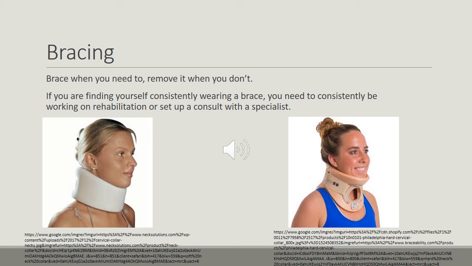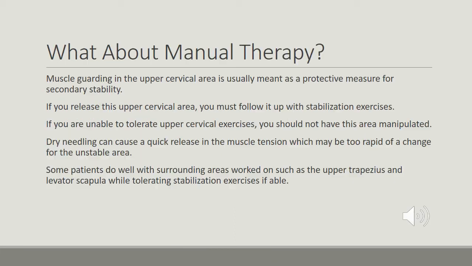We need to find some type of rehabilitation program, or set up a consult with a specialist if you're working with somebody and it's not going anywhere, or it might be that first initial consult if you've been self-treating largely for the past bit of time. But we don't want to become reliant on the brace to the point where we feel like we have to have it with us, is the point we're trying to get at.